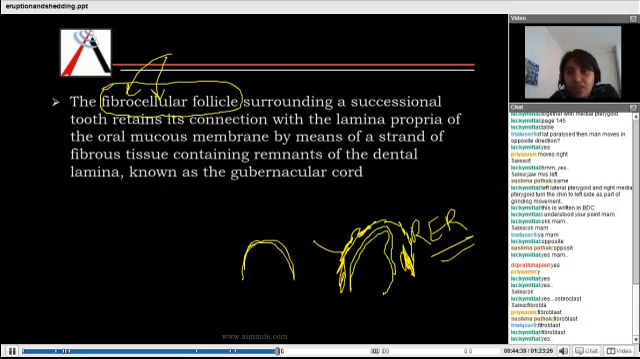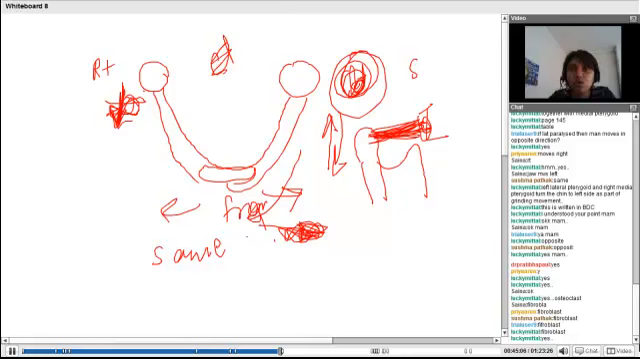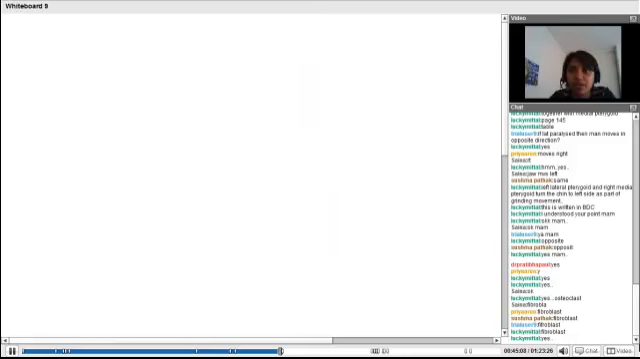Okay, now when this particular tooth is erupting, the path of eruption becomes a condensation of cells, and this condensation of cells is called as gubernacular cord. Let me just go on to the whiteboard and give you a better diagram. I have a diagram, one second.